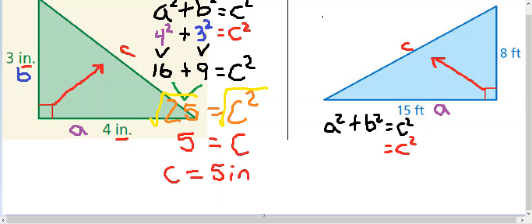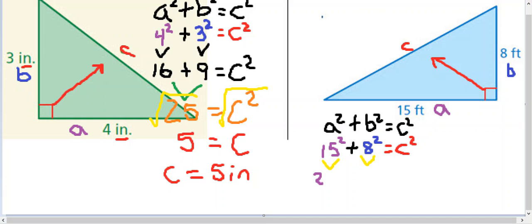Next, I got to label my A. So my A is going to be 15, and I'm going to write it as 15 squared. Next, I'm going to have B, and I see B is 8, and so put it 8 squared. And then I bring down my plus sign. So I know order of operations tell me I have to do these exponents before I can add.